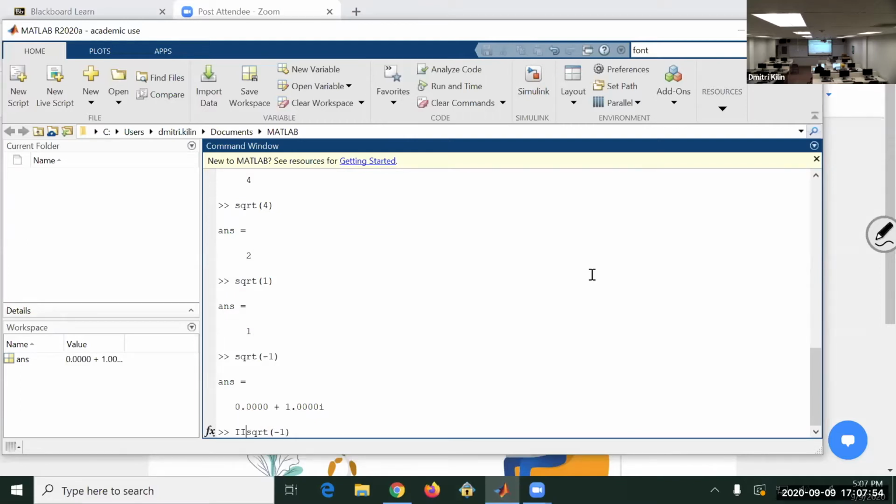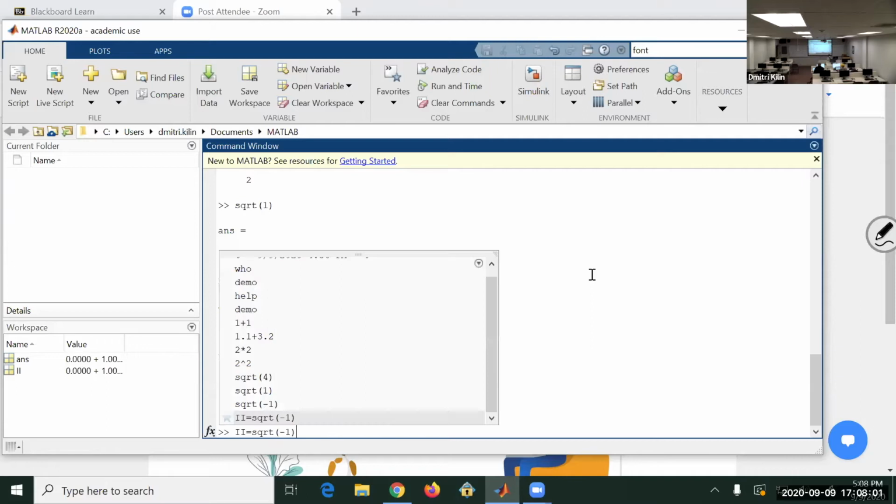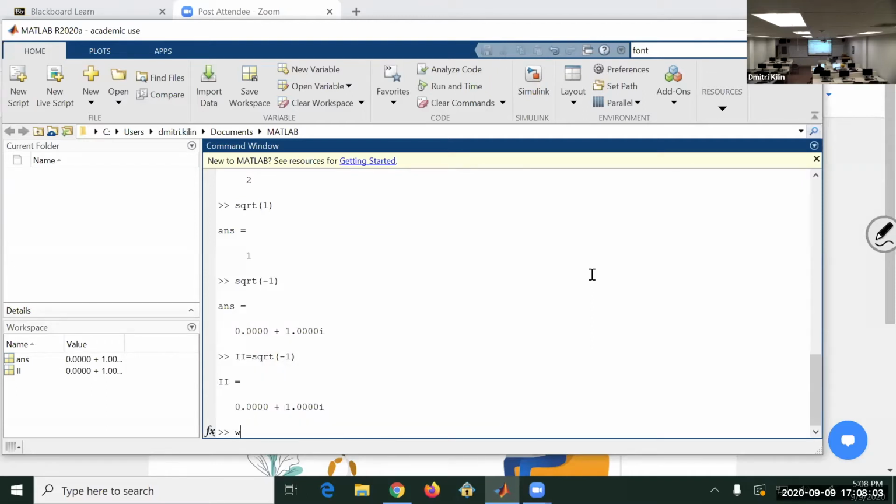Now let's do maybe some variable like ii equals this. And after that, if I type who, it tells, okay, we do have a new variable ii. Now let's type ii times ii. What do you get? Excellent, excellent. So you see we can operate with complex numbers. Good. What else?